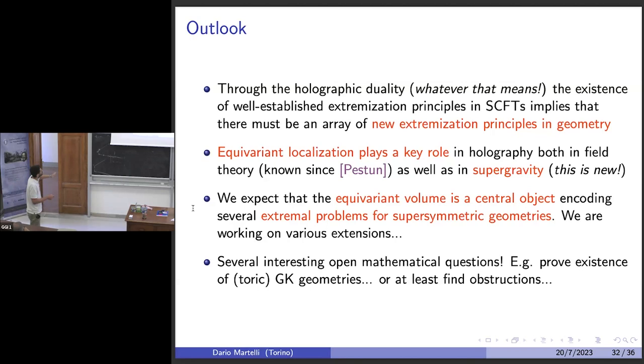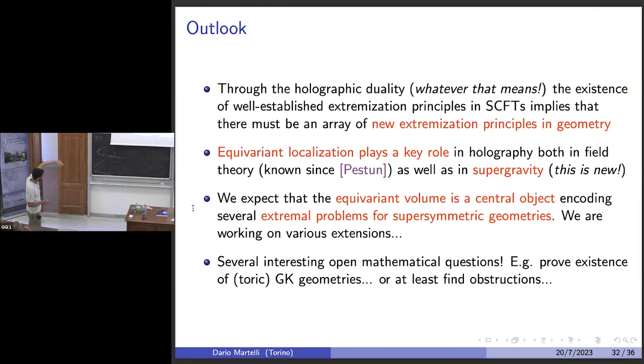In fact, today I talked about the fact that there is an application in supergravity, and this is new, right? We expect that the equivariant volume is a central object encoding several, if not all, extremal problems in supersymmetric geometries. And we are working on various extensions of the few which I presented, I sketched here.